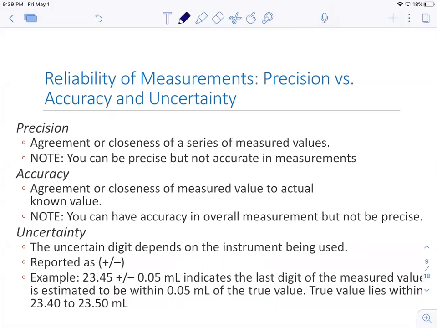The uncertainty digit depends on the instrument being used. We won't use this in lecture, and we'll only use this a little bit in lab 1, since we're all looking at the plus or minus idea. We want to make sure that we know what we're being used to measure. We'll discuss that more specifically when the labs come in.